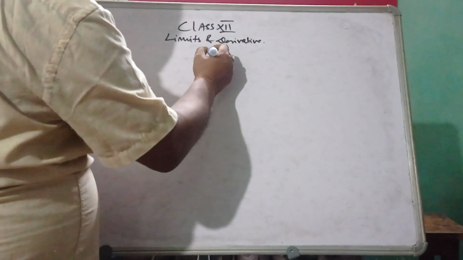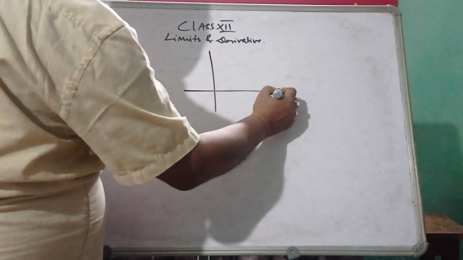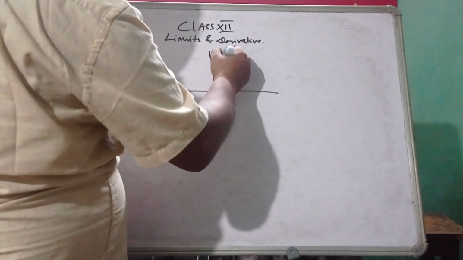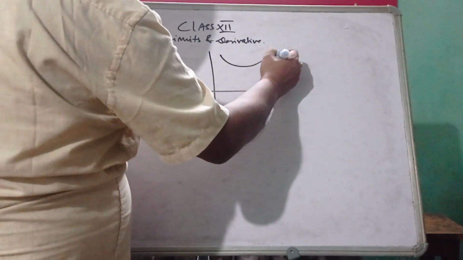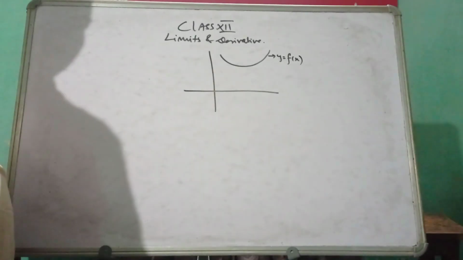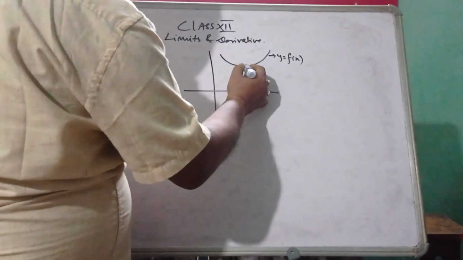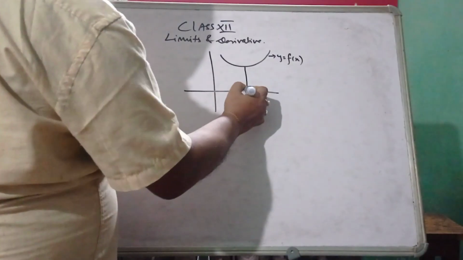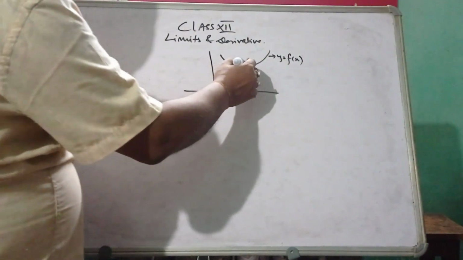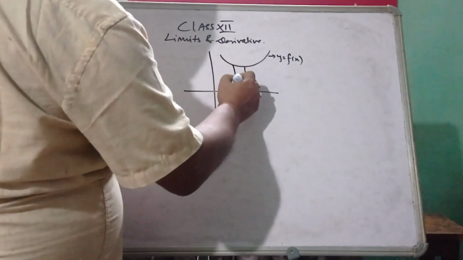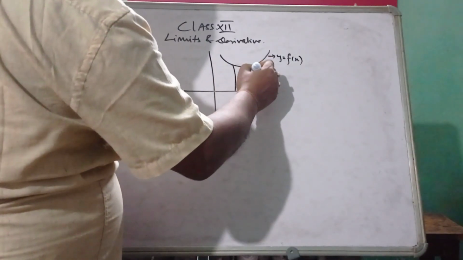Suppose this is a function. This is a graph. Suppose this is a function, y is equal to f(x). So here, let at x is equal to a, you have to find out whether the function is continuous or not. So you move from the left side, you are not going very far.